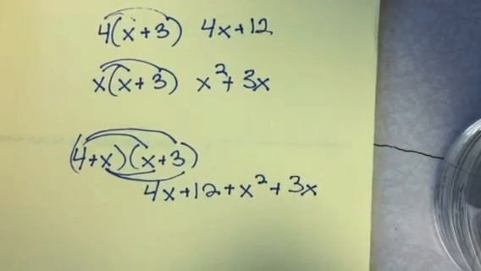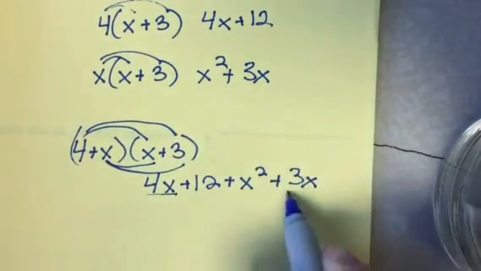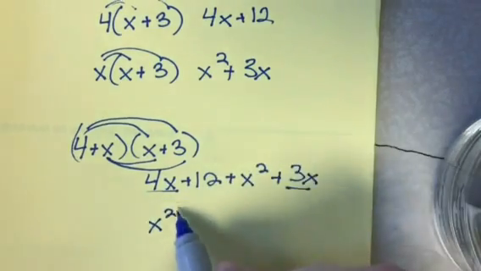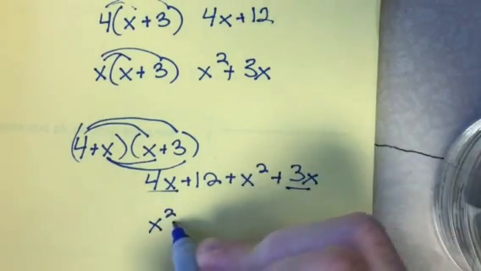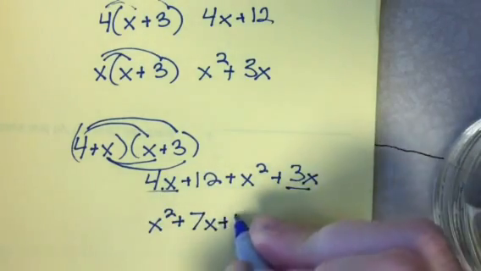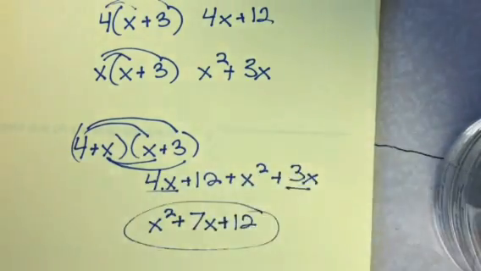Now I do look and I say, can I simplify? Well, I see that I have 4x and 3x which go together. We always start with the highest x term, or the one with the largest exponent, so x squared plus 7x, I got that again from the 4x and the 3x, plus 12. And that would be my answer.